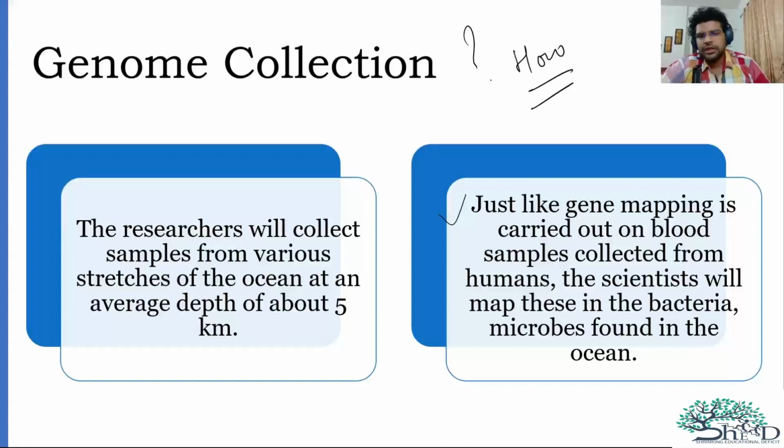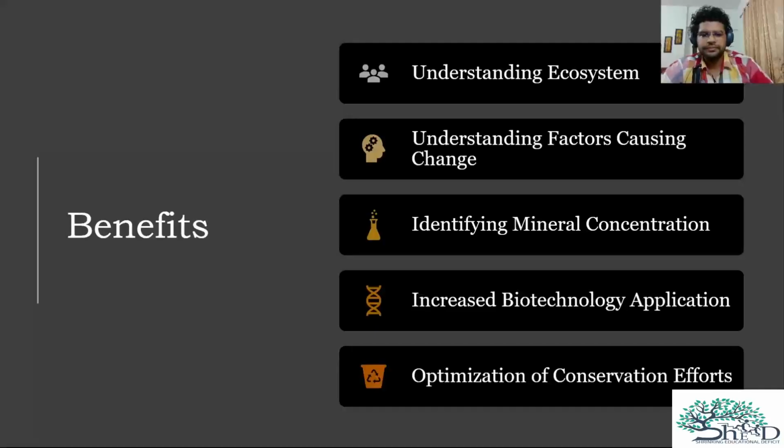To understand this, I have taken an example: you have to map a gene, right? You take a blood sample and then you map the gene of the person. So the scientists will map these bacteria that are found in the ocean. They will try to find how this bacteria lives, what its nature is, what the genomes are, what the chemical compositions are. All right.